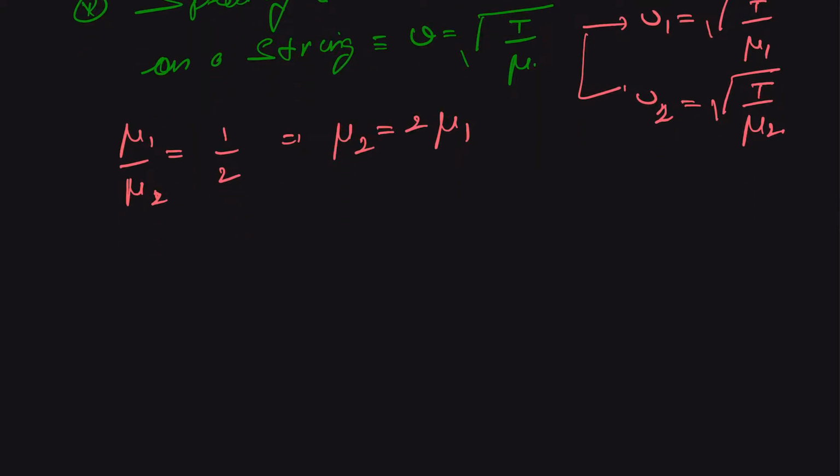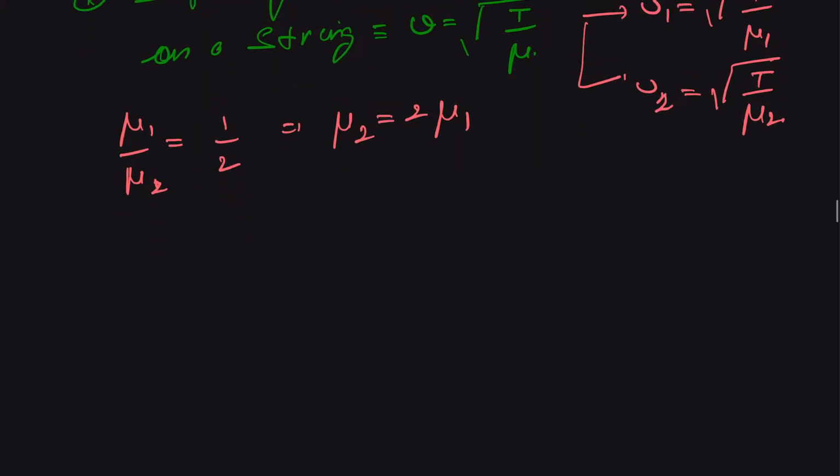And so we can just solve for our v2. So we can say our v2 will be equal to, we substitute here mu2, the square root of T upon twice mu1, and T upon mu1 is nothing but our v1 squared. So this comes as our v1 upon square root of 2.